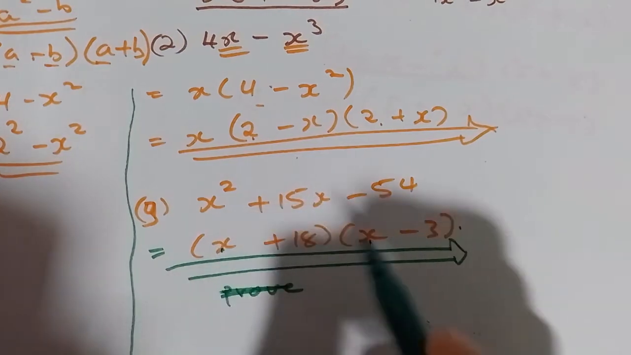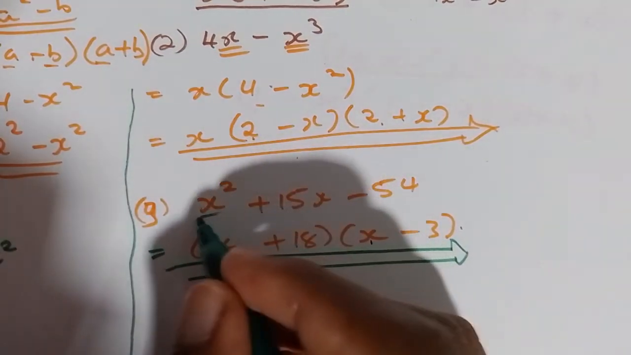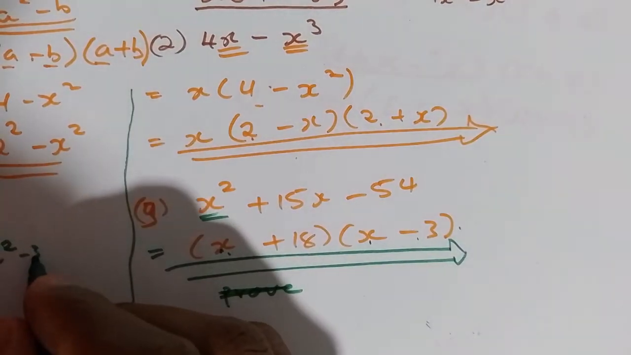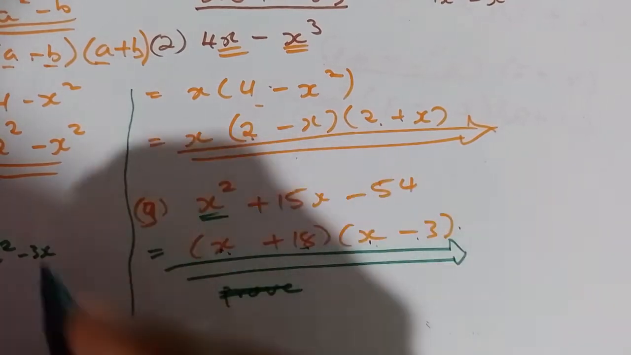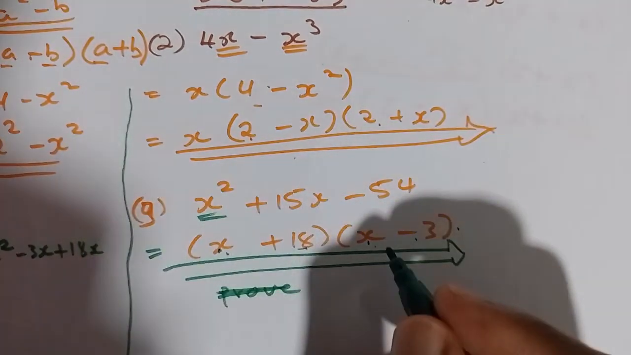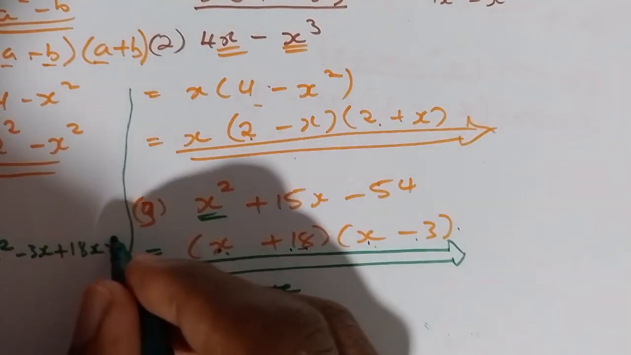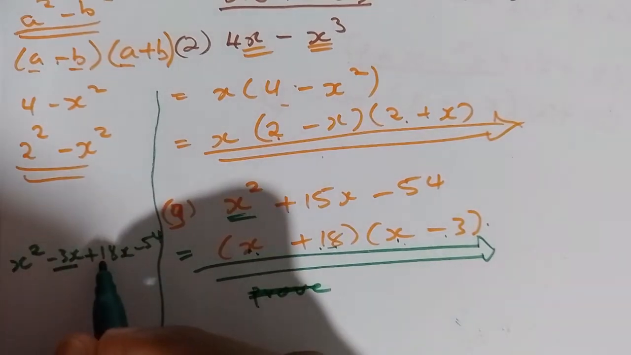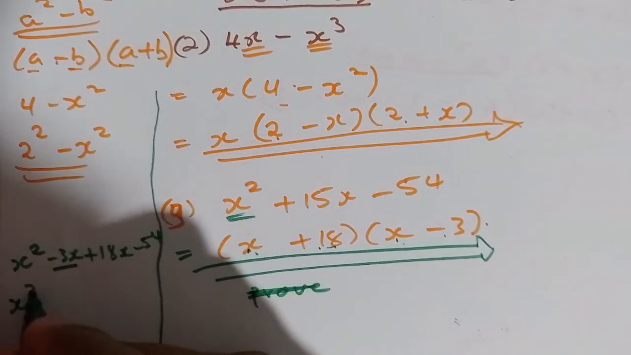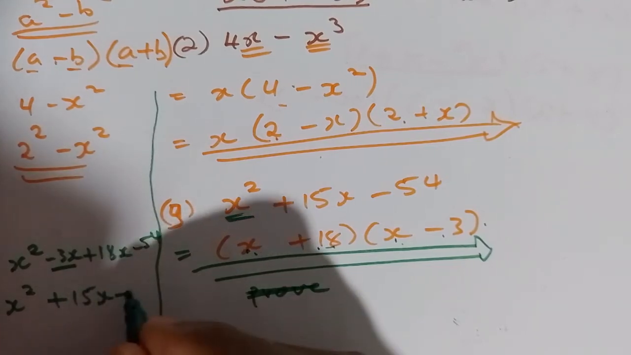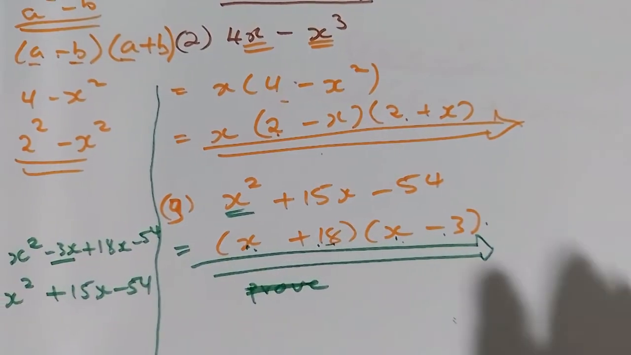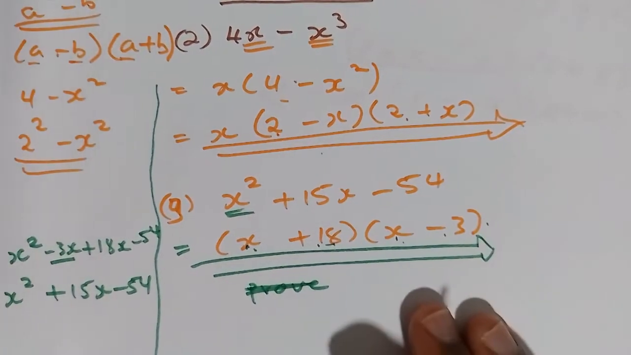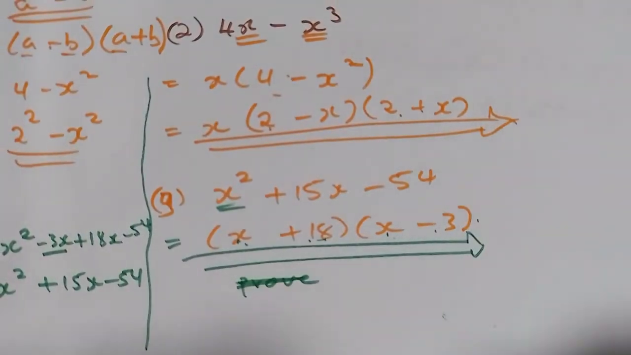When I multiply x and x, I'm going to have x squared, which is this one, right? When I multiply x and minus 3, I'm going to have minus 3x. When I multiply x and 18, I'm going to have plus 18x, right? Then when I multiply this and that, I'm going to have minus 54 there, right? And then, 18x minus 3x, I'm going to have x squared plus 15x minus 54 there. You see, then that's when I can say my answer is correct, right? My answer is correct because I have proven it.